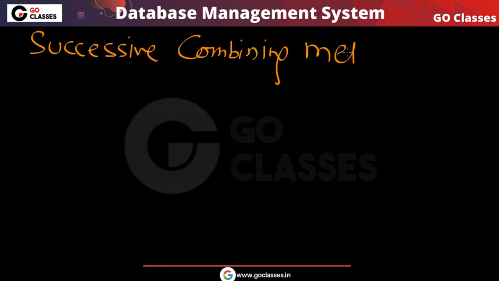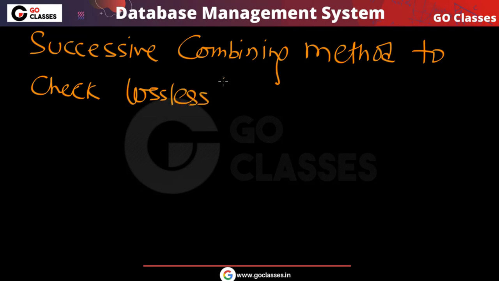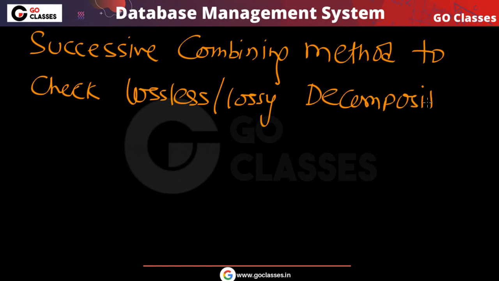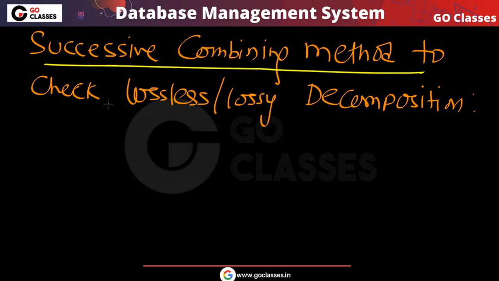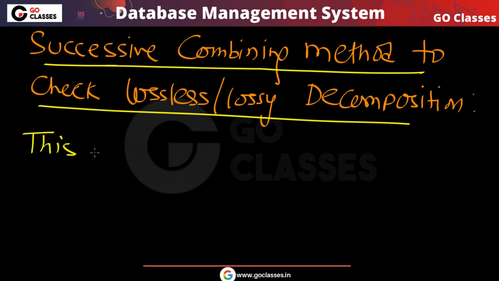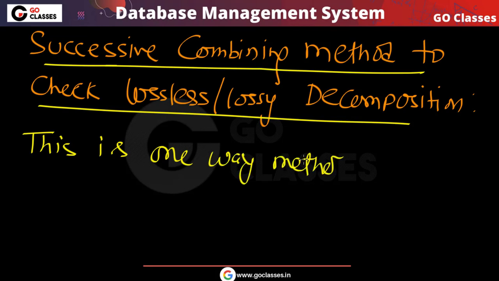So this successive combining method, to check lossy or lossless decomposition, is, first of all, only one way. We will see what this method is, don't worry, but remember, it is a one-way method. What it means is that if this method says lossless, then the answer is lossless. But if this method says lossy, it does not mean that you have lossy.